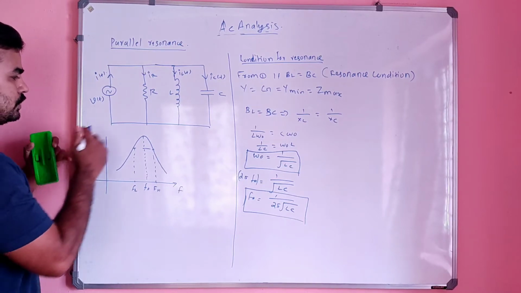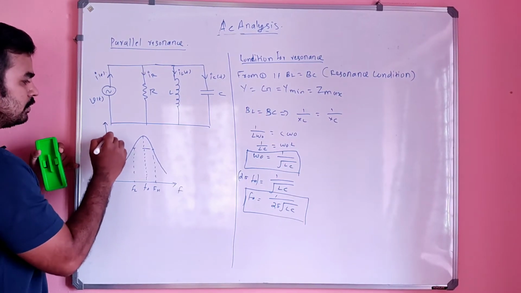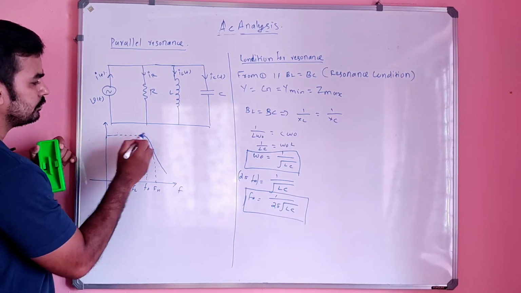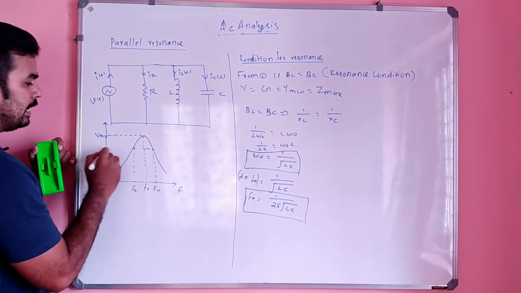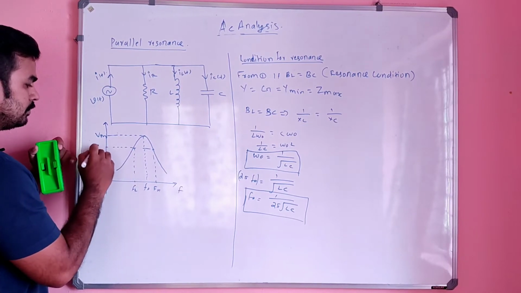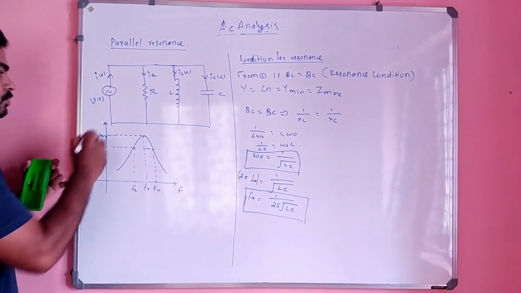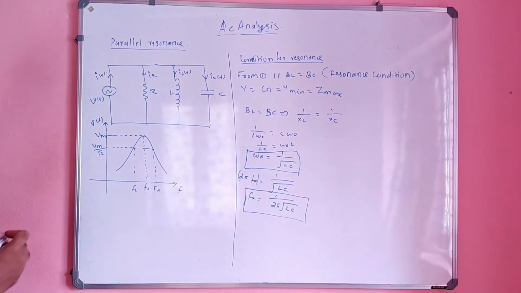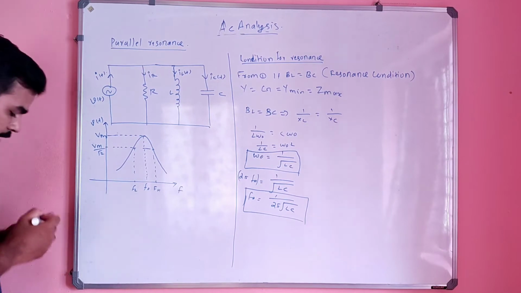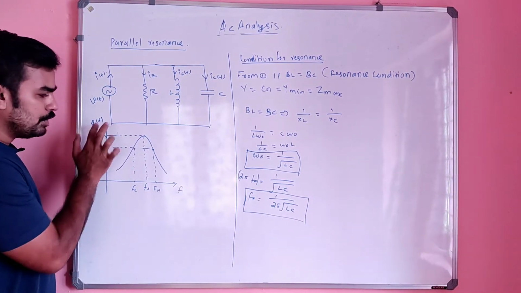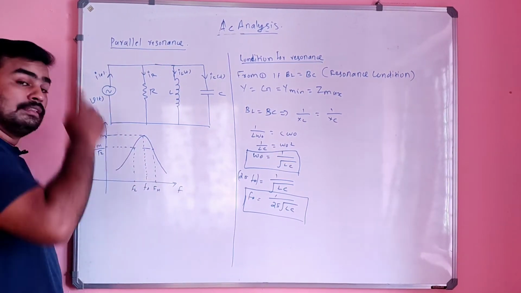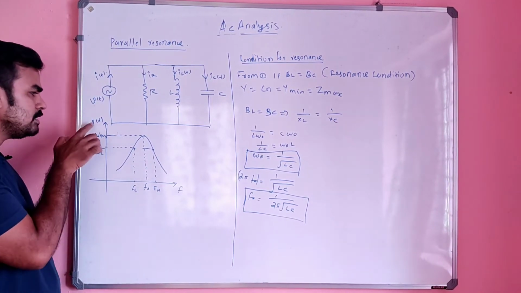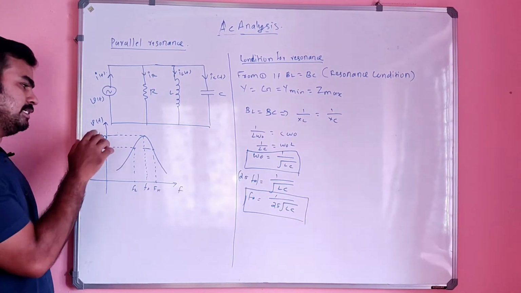And this will be equal to Vm, and this will be equal to Vm by root 2, and this is equal to V of t. So if you draw a graph between V of t versus frequency, there in the series resonance circuit it was I of t versus frequency, but here it is V of t versus frequency. I will tell you what is the reason.